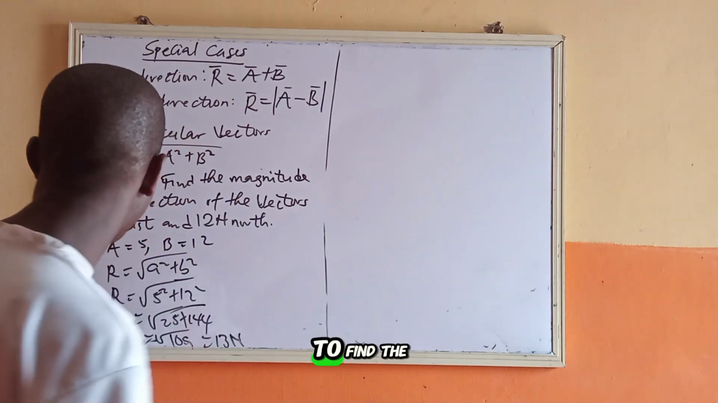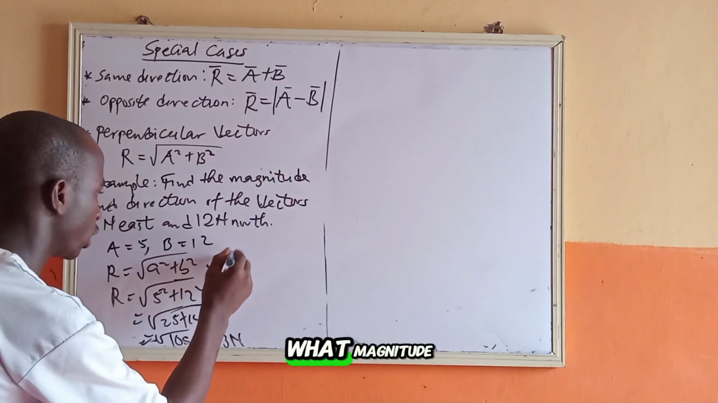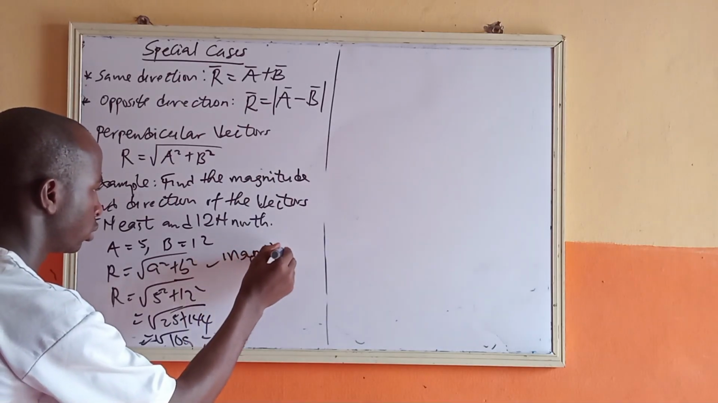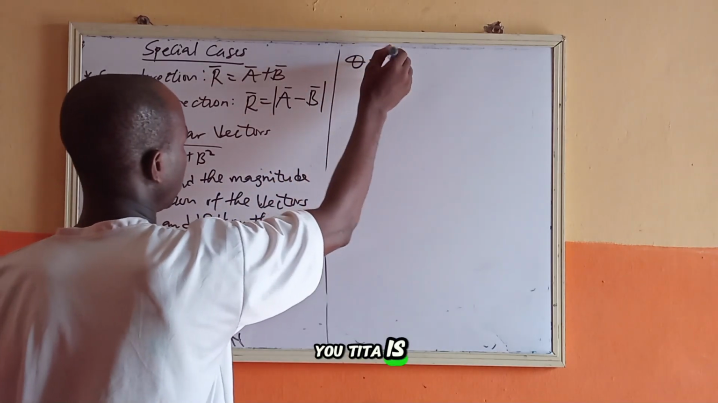Okay, then we have to find the direction. That means this formula is for magnitude, the size. So what of the direction? I told you theta is what?